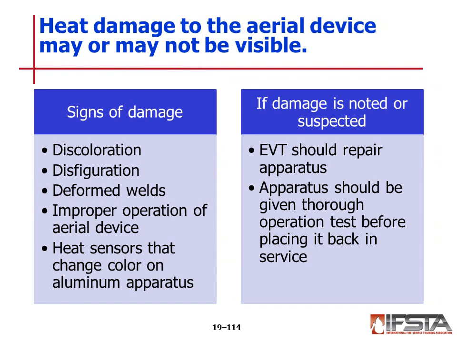Heat damage to the aerial device may or may not be visible. Some signs of damage are discoloration, disfiguration, deformed welds, improper operation of the aerial device, and heat sensors that have changed color on the aluminum apparatus. If damage is noted or suspected, an emergency vehicle technician should repair the apparatus. The apparatus should be given a thorough operational test before being placed back into service.